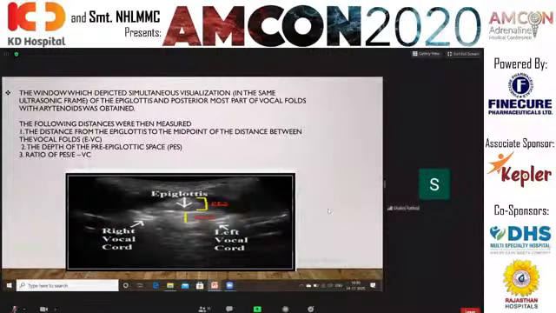After visualizing all the structures on ultrasound, the window which depicted simultaneous visualization of the epiglottis and the posterior-most part of the vocal cords with arytenoids was observed, and the following parameters were measured: the distance from the epiglottis to the vocal cord, the depth of the pre-epiglottic space, and the ratio of pre-epiglottic space to epiglottis-to-vocal-cord distance.